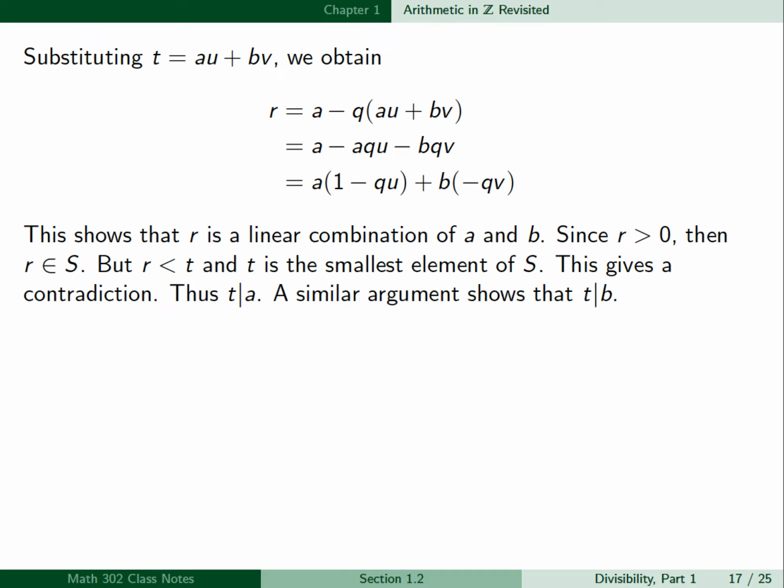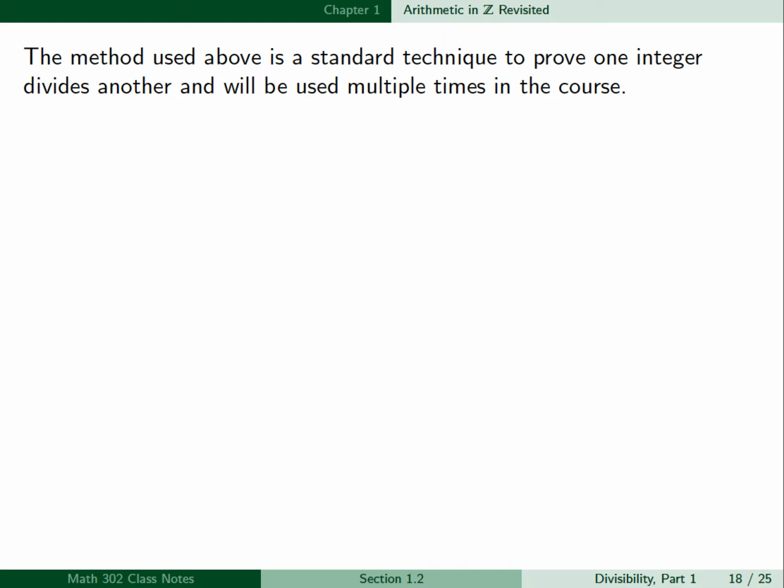A similar argument shows that t divides b. So this proves 1, so t is a common divisor of a and b. Next we need to prove 2. Now, before we get to that, just to mention that the method used above is a standard technique to prove one integer divides another, and will be used many times in the course.